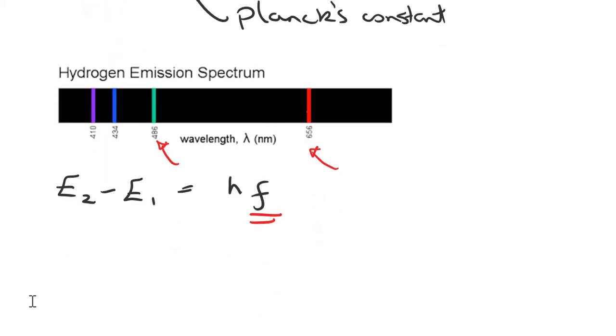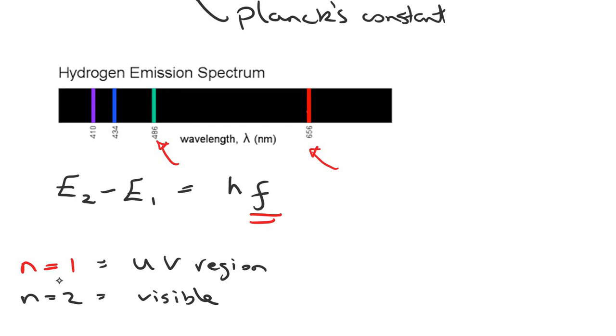So just to clarify, when electrons drop to n equal to 1, we get the UV region of light. N equal to 2, we get the visible region. That's what we can see, that's the ones we talk about, that's the Balmer series. And as they drop to n equal to 3, they emit light in the IR region. Atomic emission spectra confirm the presence of energy levels within atoms.